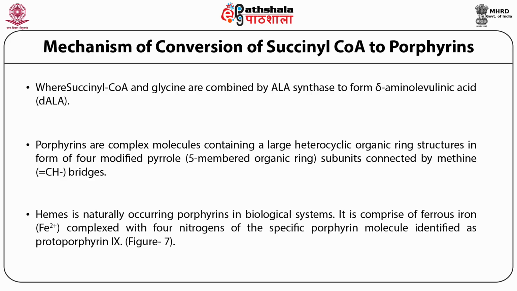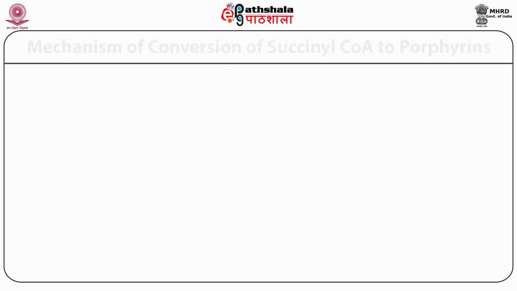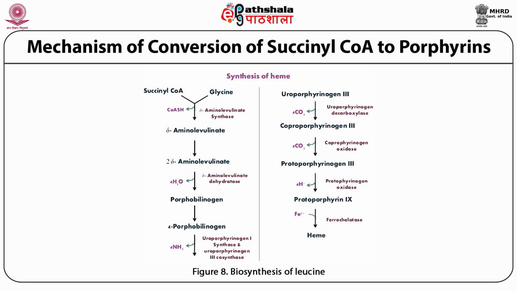Heme is a naturally occurring porphyrin in the biological system. It is comprised of a ferrous ion complexed with 4 nitrogens of the specific porphyrin molecule identified as protoporphyrin 9, as shown in the figure. The following figure shows the conversion of succinyl coenzyme A to porphyrin.